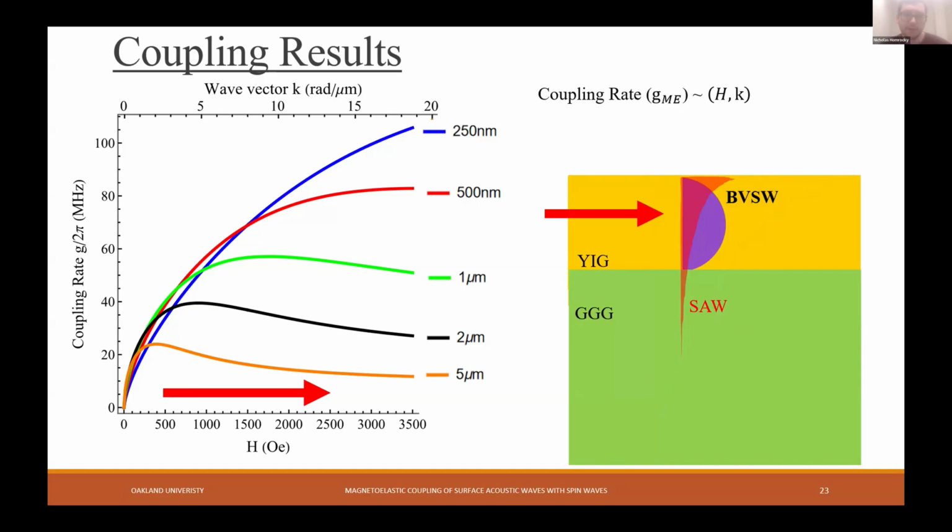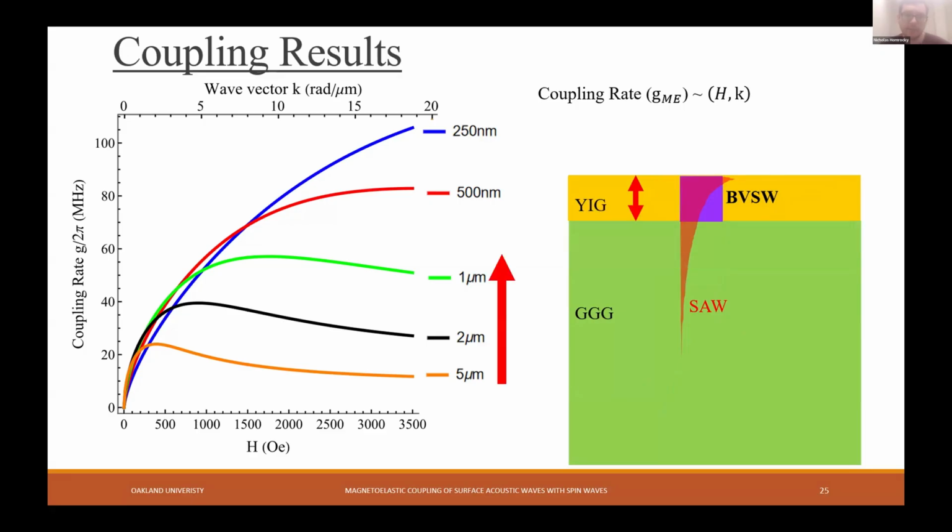And this wave vector, as it increases, becomes shorter and shorter in wavelength, and the surface acoustic wave becomes more localized. That's why when we look at the YIG thickness, this is really thick, this is really thin. As we go to thinner films, the spin wave profile changes as well, but we'll have more localized shared energy coupled between them.